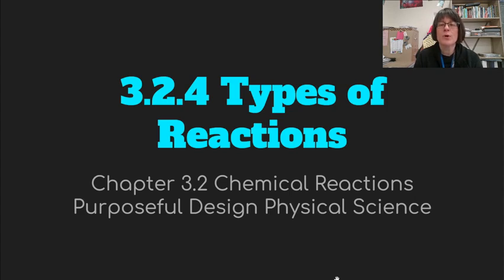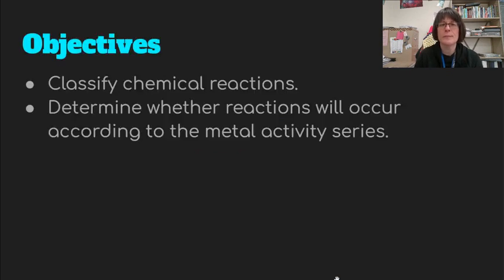We have covered a lot in this chapter. We have covered products and reactants, rates of reaction, chemical equations, and we've learned how to balance equations, and we've talked about the energy involved in chemical reactions. So we have covered a lot of information. Our objectives for today's video are to classify chemical reactions and determine whether reactions will occur according to the metal activity series.